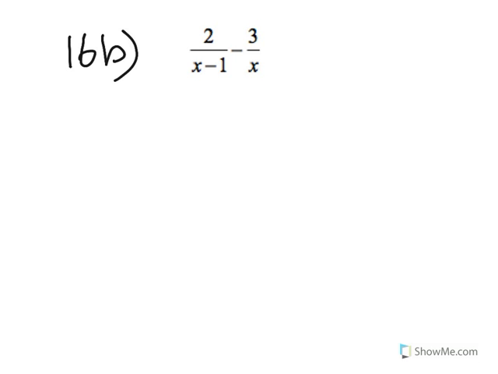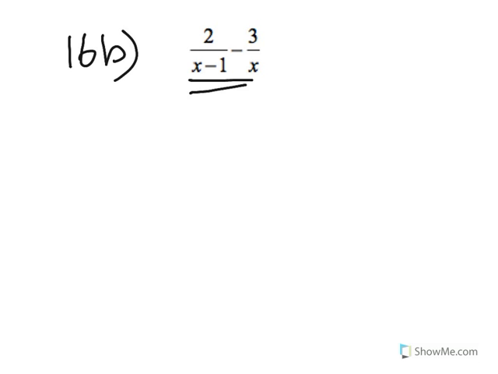Okay, 16b, you're being asked to simplify again. But here you can't just take one step of factorizing and cancelling common things. In this case, there are two different fractions. You can't just subtract them. You have to get a common denominator. So how do you do this?